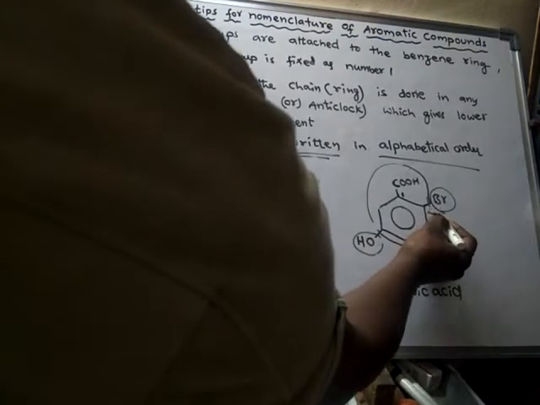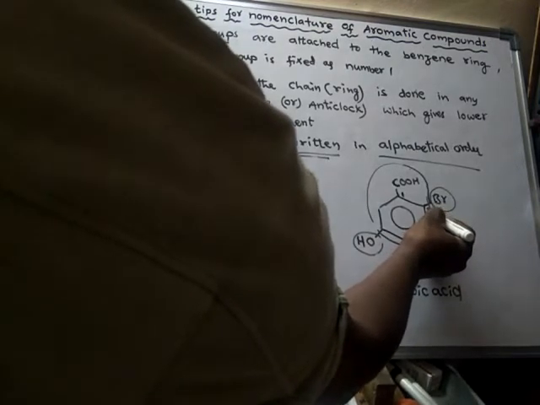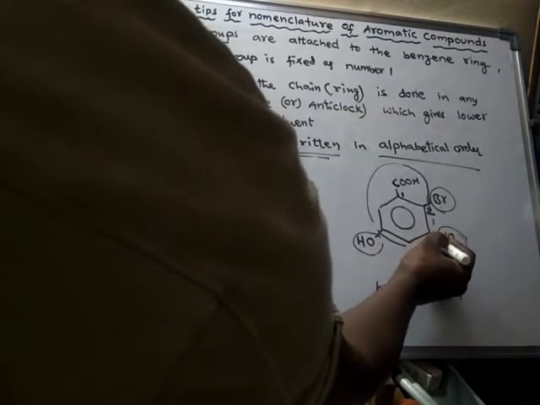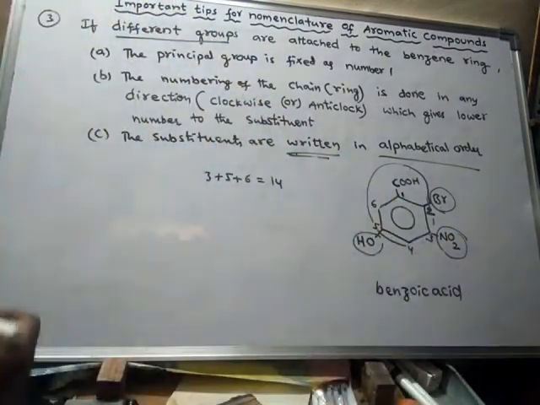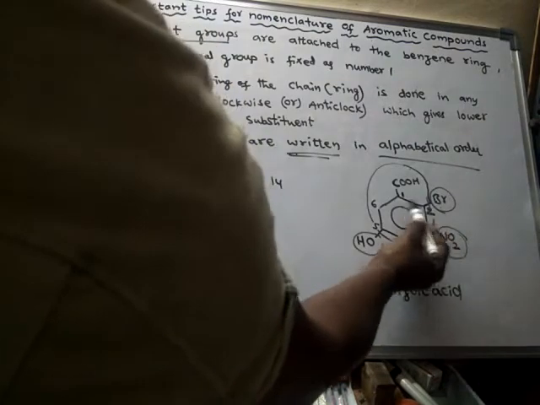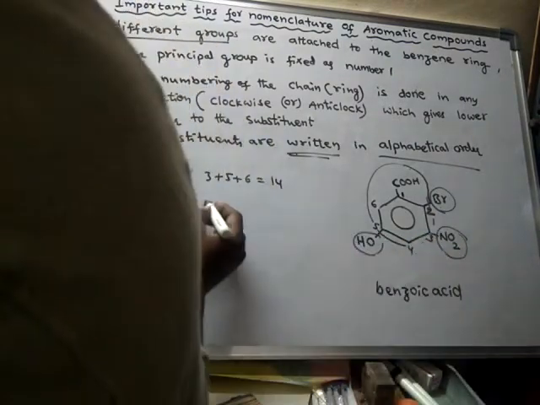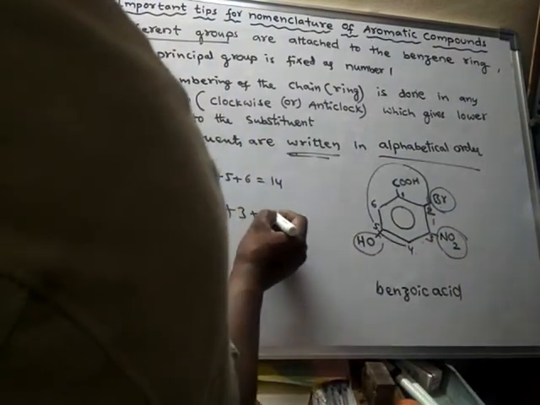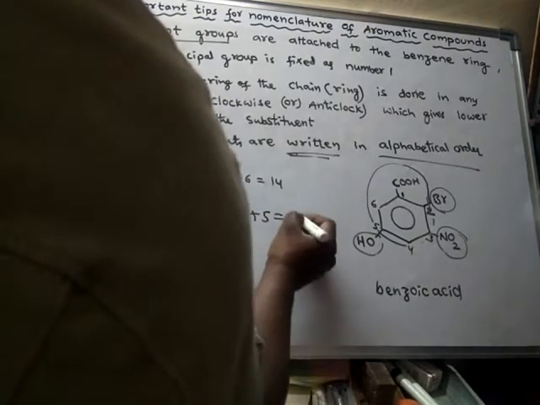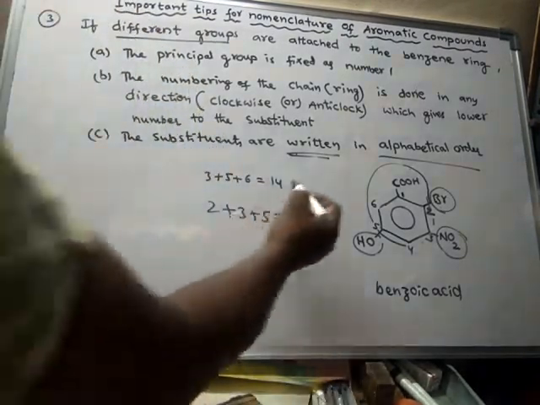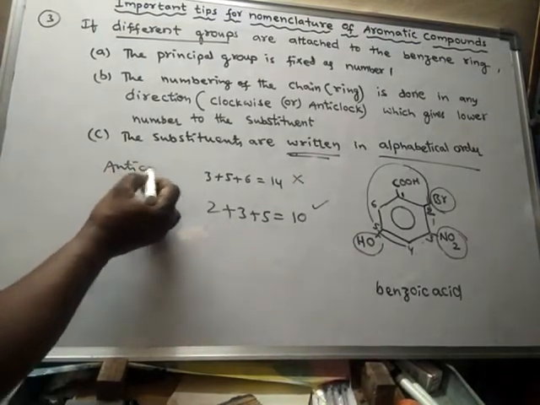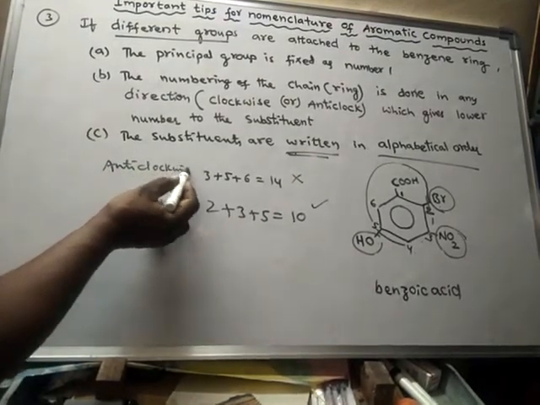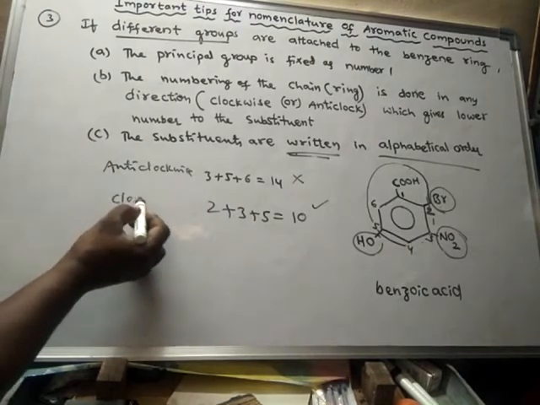Suppose if you give numbering in clockwise direction, then this carbon will get 2, this carbon will get 3, this will get 4, this will get 5, and this will get 6. So now the locants will be second carbon, third carbon, and fifth carbon. 2 plus 3 plus 5. How much will it be? It will be 10 only. So that means this is wrong and this is right. So this is anti-clockwise. And this is clockwise.